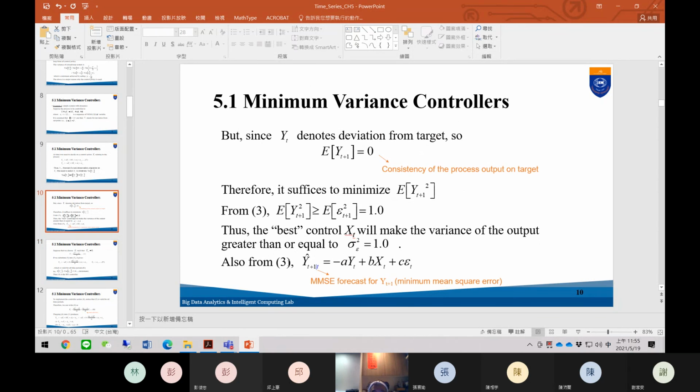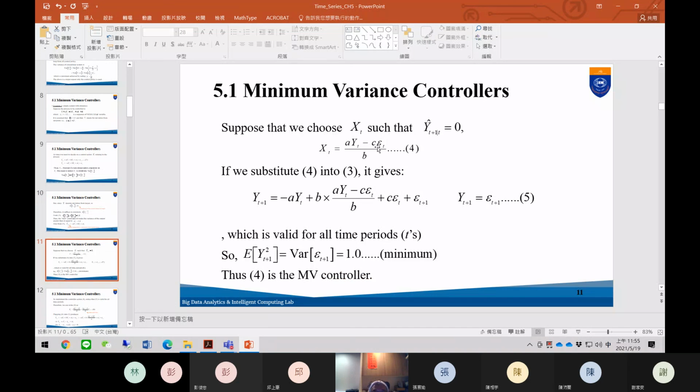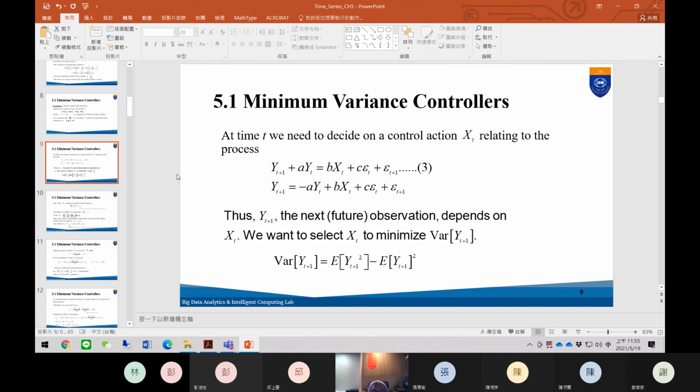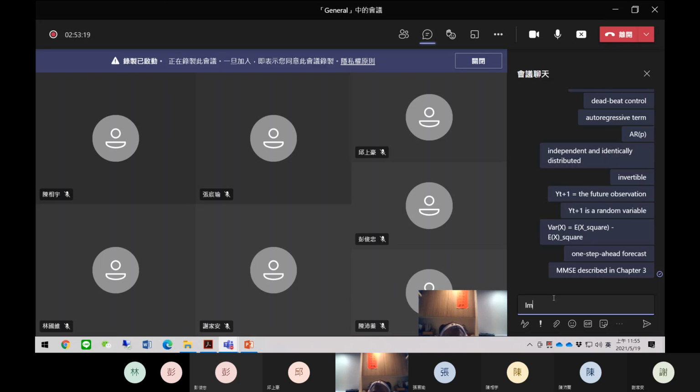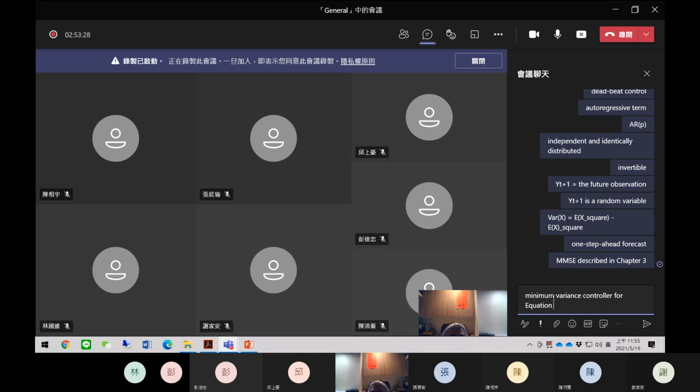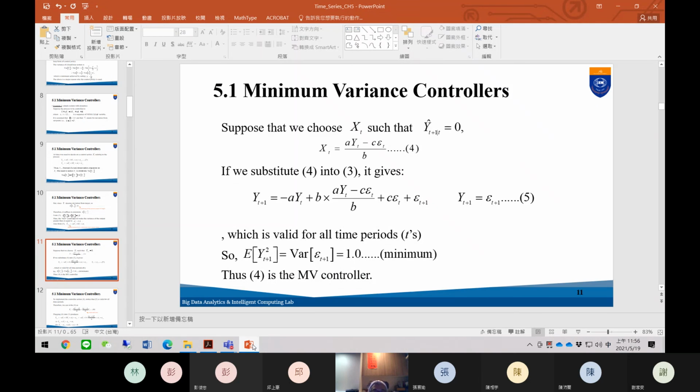XT equal to AYT minus C epsilon T divided by B. Bingo. So that is a minimum variance controller for equation number 3. Okay, then back to the slide.